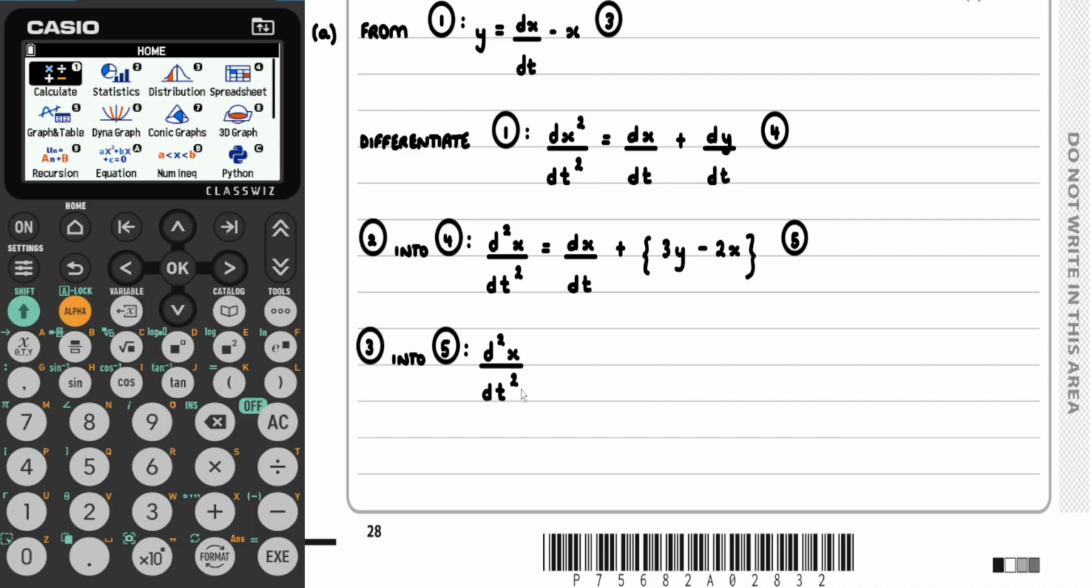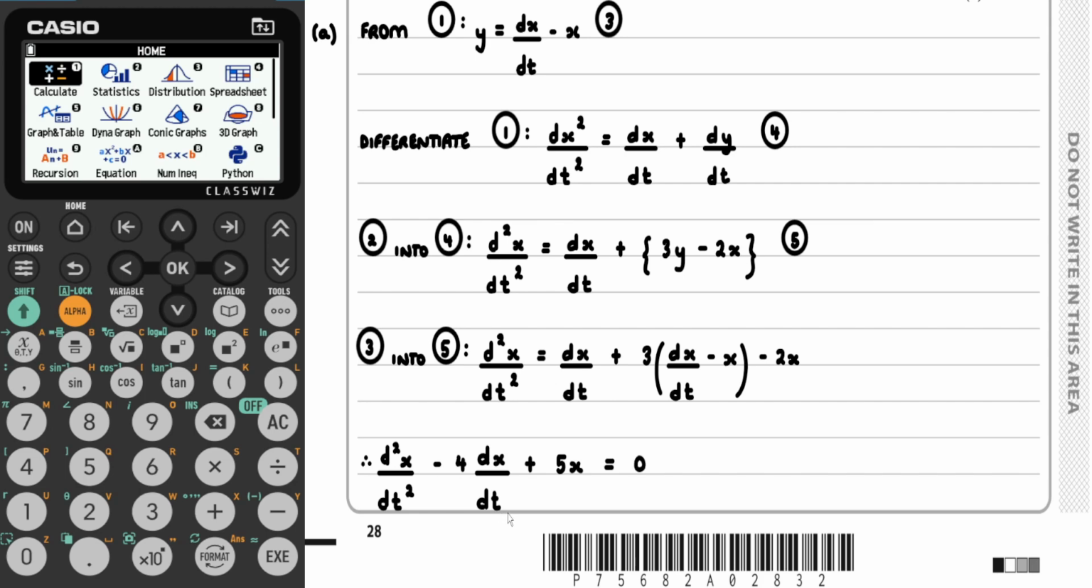So I have d squared x over dt squared equals dx over dt plus 3 times by dx over dt subtract x. That's what y is, as we see here, subtract 2x. And if we tidy this up, we've got d squared x over dt squared subtract 4dx over dt plus 5x equals 0, which I'll call equation 6. And that's what we wanted to show.